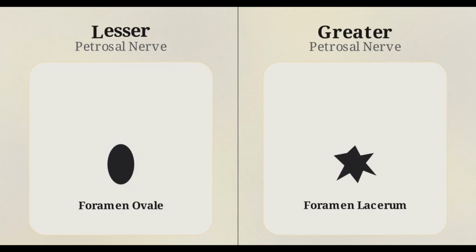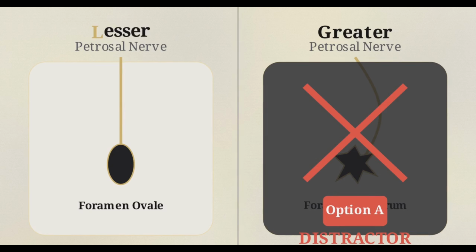This split-screen diagram shows the exact wiring. On the left, we see that L stands for the lesser petrosal nerve. That routes straight to the foramen ovale. On the right side, watch the greater petrosal nerve. It travels a completely different path, heading to the foramen lacerum instead. Option A is a distractor.